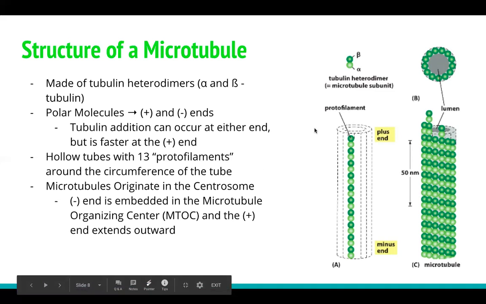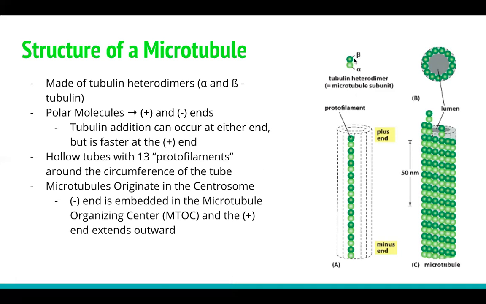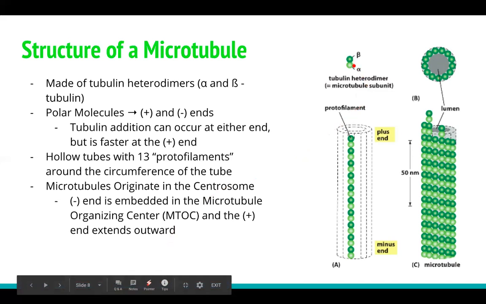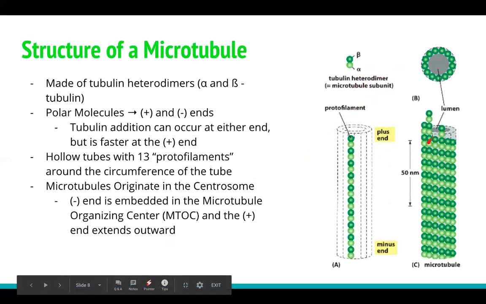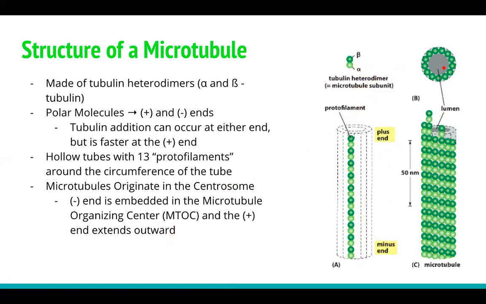So you can see here they have the beta and the alpha. It has the beta and the alpha, and these are each a subunit. And it has the plus end and the minus end with all the protofilaments, and it'll have 13 going down and 13 going around. And in between, in the middle, is the lumen.